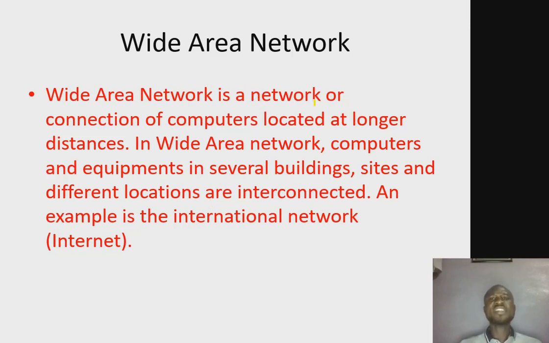Wide area network is a network or connection of computers located at longer distances. In wide area network, computers and equipment in several buildings, sites and different locations are interconnected. An example is the international network, which is also called the internet. Now, most of us have been using the internet and we don't know that it's also called wide area network. It's a type of wide area network. Now you know. So the internet is an example of wide area network. Remember, like I said, we have local area network, metropolitan area network, and wide area network.